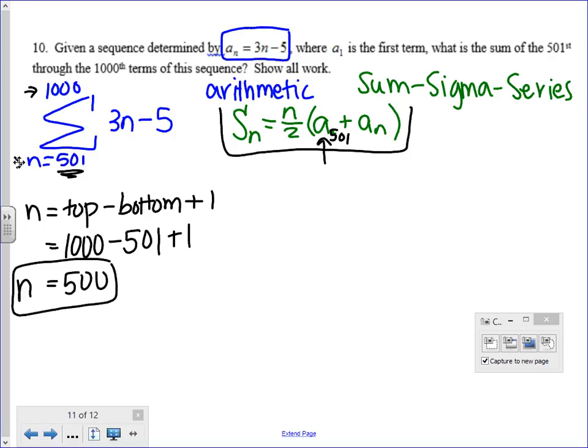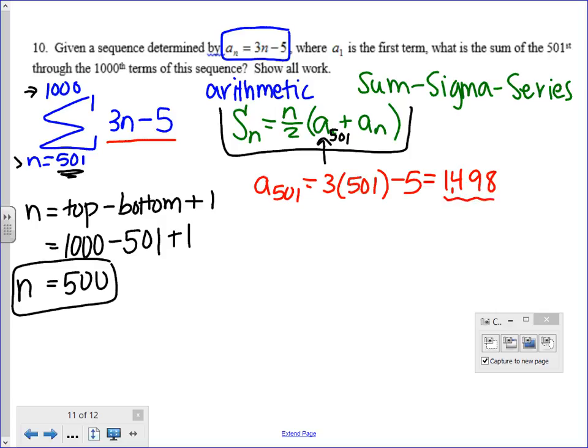So what I do is I'm going to use the pattern, the sequence formula that I'm given, to find term 501. So that means I take 501 and I put that in for n. When I put that in for n, I end up getting that the 501st term of this pattern is 1498. So that's going to be one number that I use.